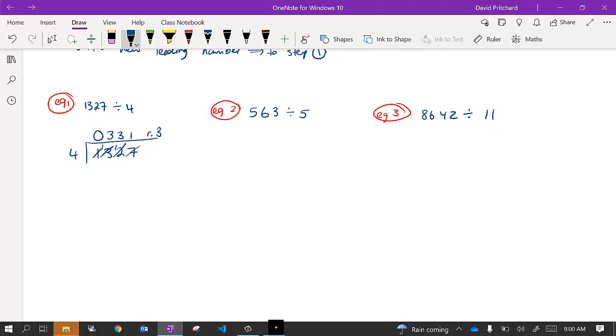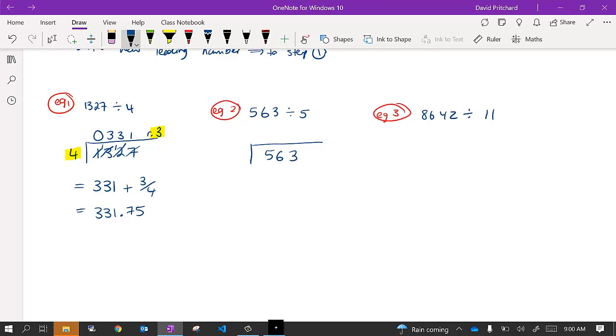So that means our answer is 331 and 3 out of 4. So remember, remainder 3 out of 4. If we wanted to, we could write that as a decimal because 3 out of 4 is 0.75. We could say that's 331.75.